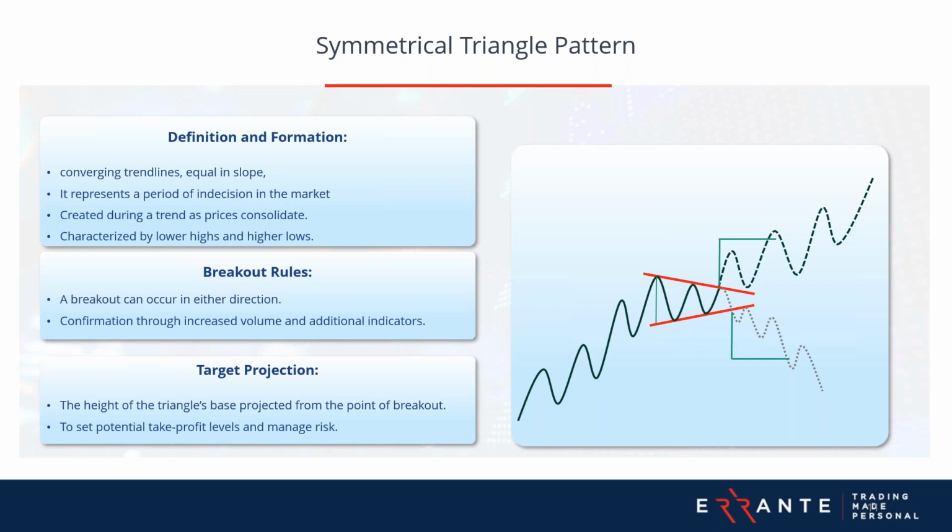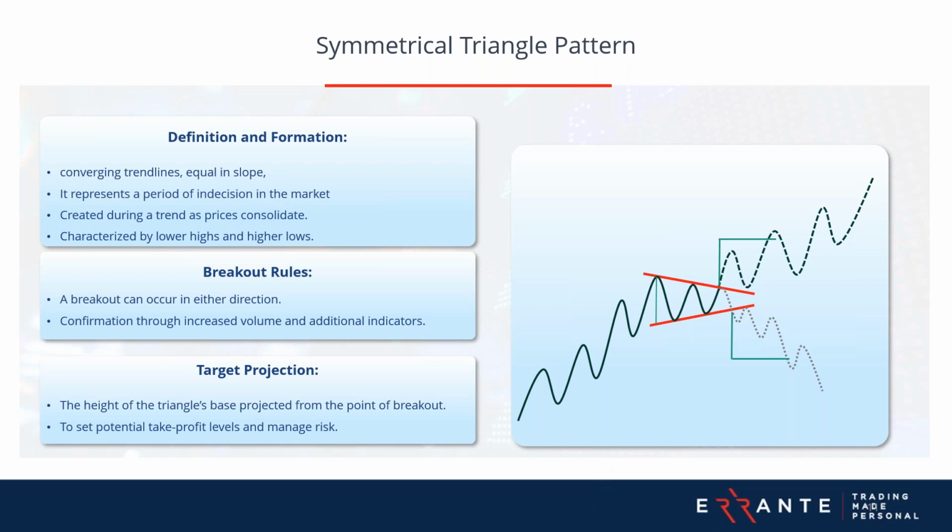Let's see, the symmetrical triangle is characterized by two converging trend lines with equal slope. Let me turn on my laser pointer here. Maybe I will be able to show you the nuances better, as you see on my presentation. You see here two converging trend lines of almost equal slope, where one is ascending and the other descending. Okay, so this pattern symbolizes a period of indecision in the market where the forces of supply and demand are in a state of equilibrium, making the future price direction uncertain.